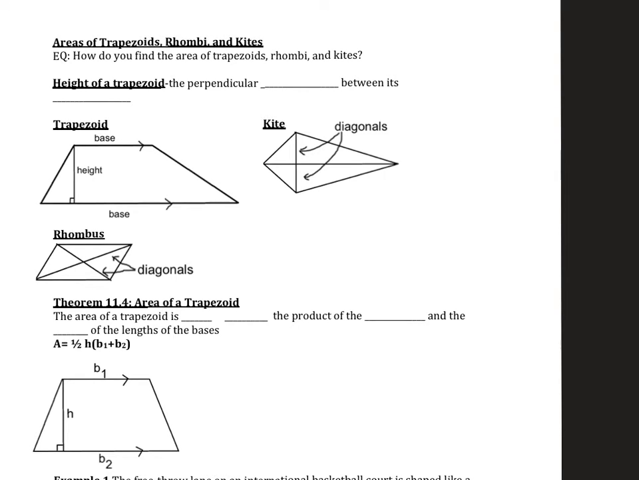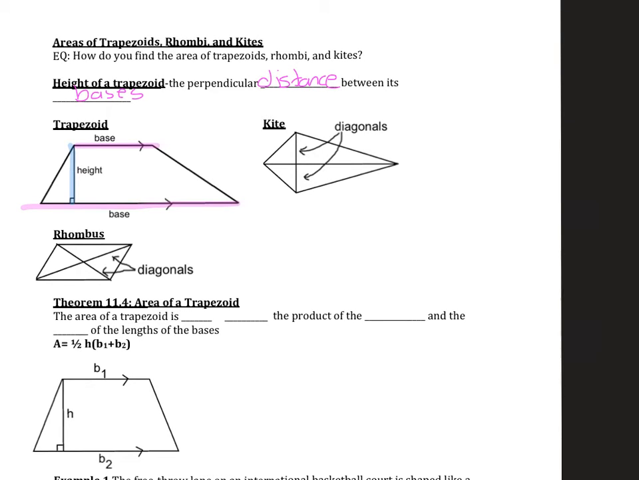So in order to talk about area of a trapezoid, we want to make sure we can identify the base and the height. So the height of a trapezoid is the perpendicular distance between its bases, just like the height of a parallelogram was the perpendicular distance between the bases. Okay, so in this trapezoid here, we have the bases. Remember, bases in a trapezoid must be parallel, and then the height is that perpendicular distance between them.